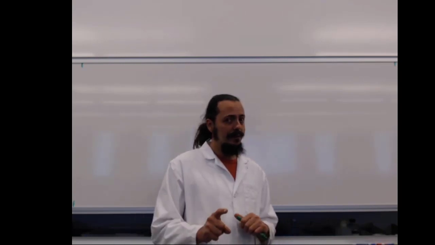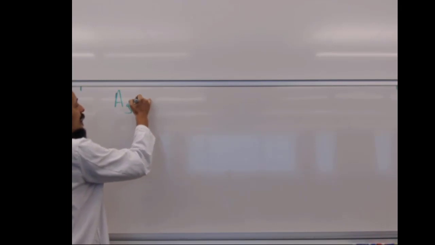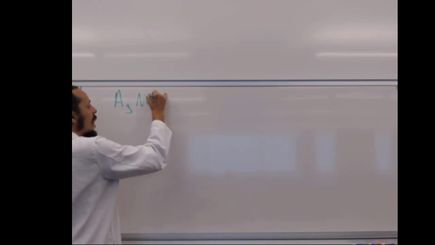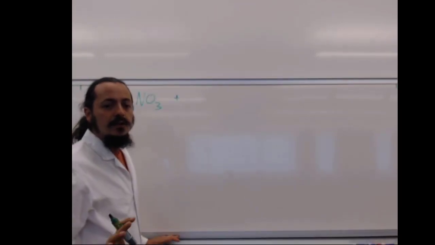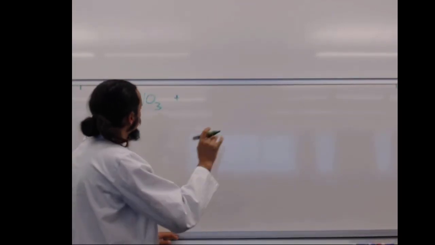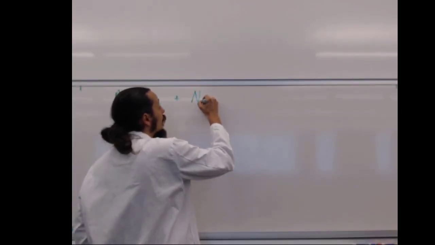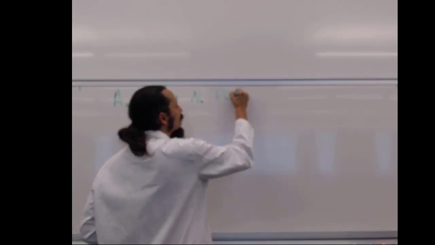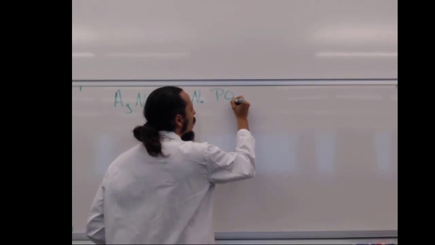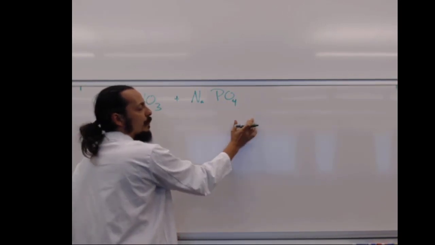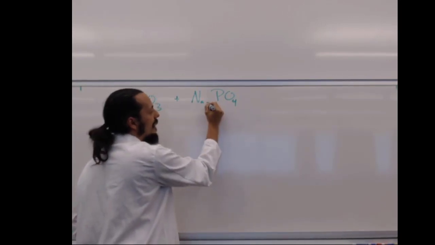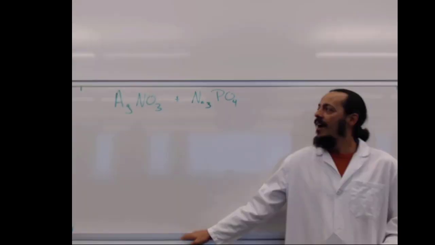So, silver nitrate. Using your common ions list, hopefully you can get that silver nitrate is AgNO3. And we're going to add to that sodium phosphate. Sodium's Na, phosphate is PO4. Now, phosphate is a -3 charge, so in order to have a good compound, we need to have Na3PO4.